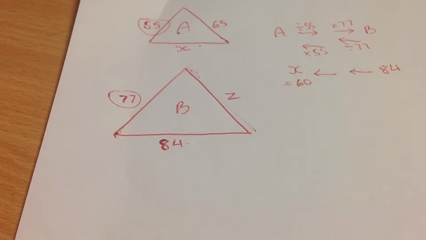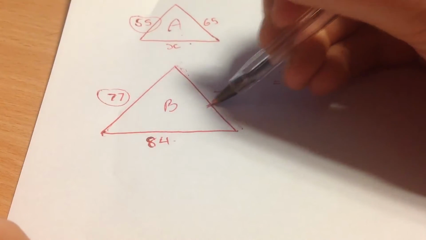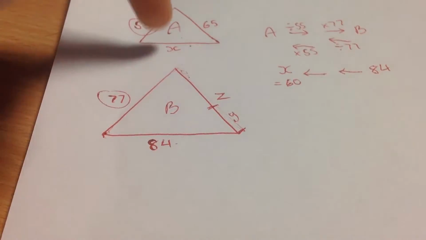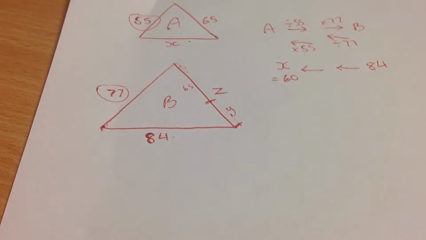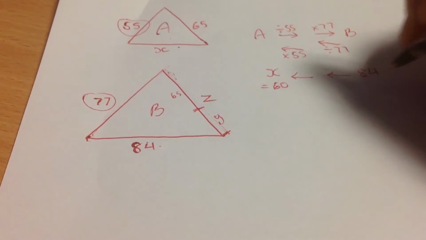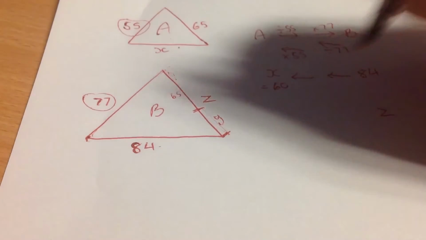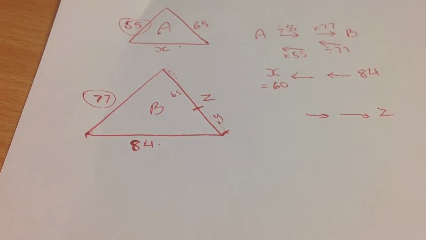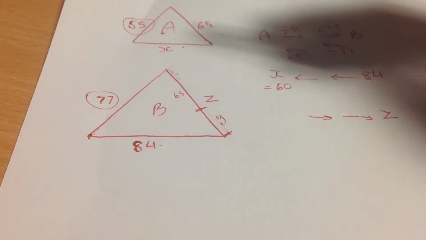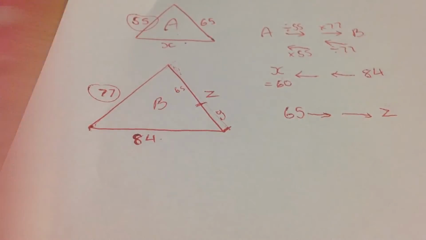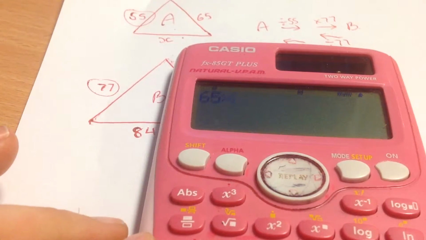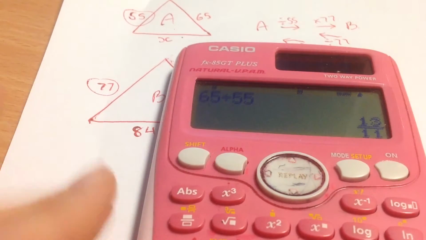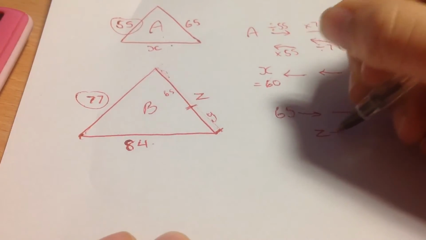Back to my y. Now y is part of side z, because think about it, y is like from there to there. So if I can find out what z is, and then subtract this bit, which is 65, I'll know what y is. So first of all, let's find out what z is. Z is on triangle B. So put it underneath triangle B, and we're going forwards to try and get to z. So I take the side that's corresponding to z, 65. And again, in my calculator, I'm going to do 65 divided by 55. Gives me a fraction, and then I'm going to multiply by 77, and it gives me 91. So z equals 91.